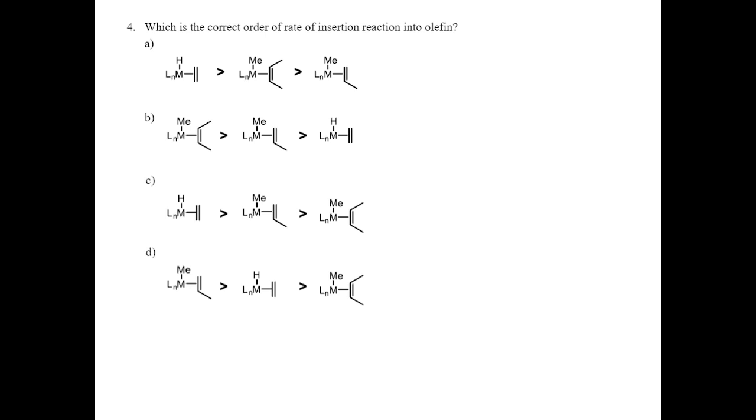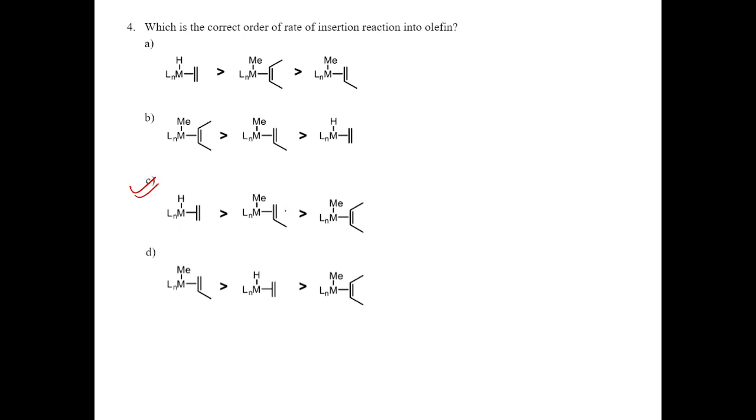Okay, so yes, C is the right answer. Why? Jaya already told why C is the right answer. Basically, whichever is less sterically hindered will have a higher tendency to bind with the metal center, because it is favorable, right? So if you follow this, the least sterically hindered one has no substitution, just hydrogen, so this is much more favorable.